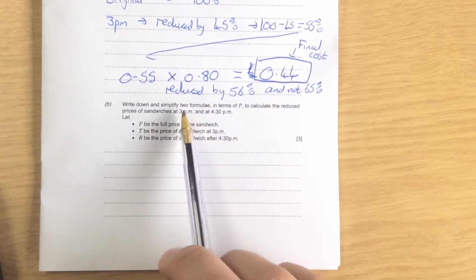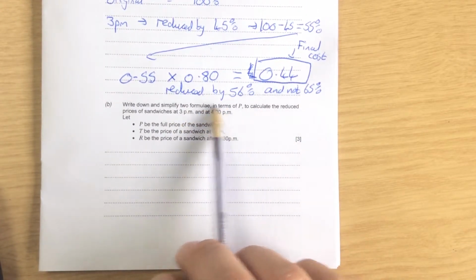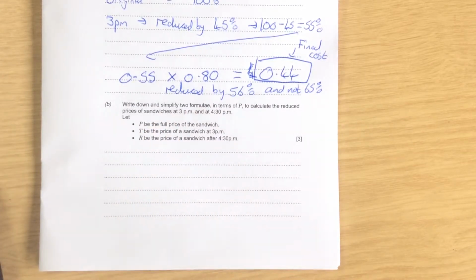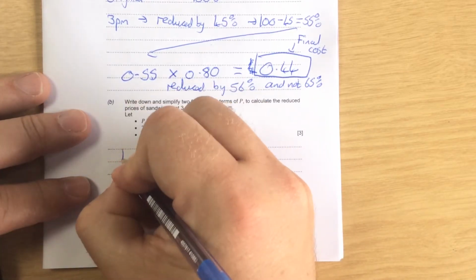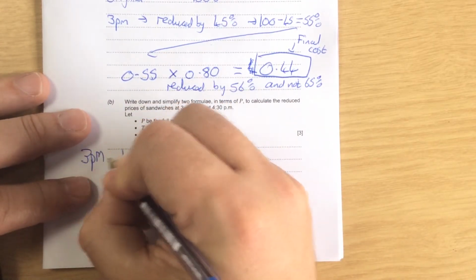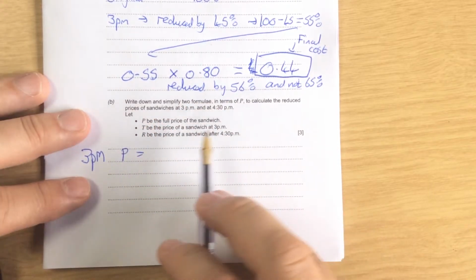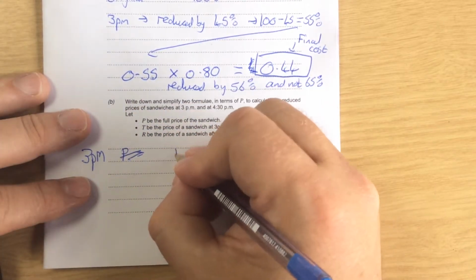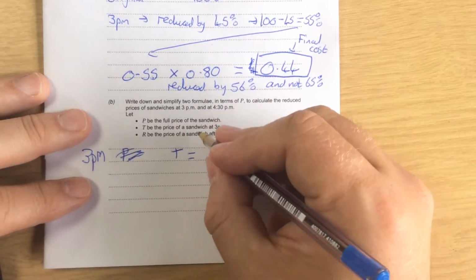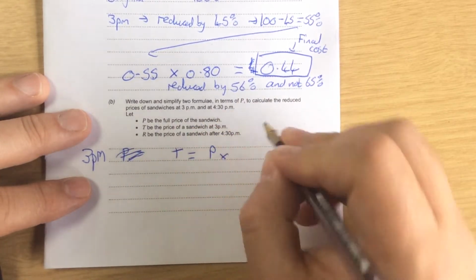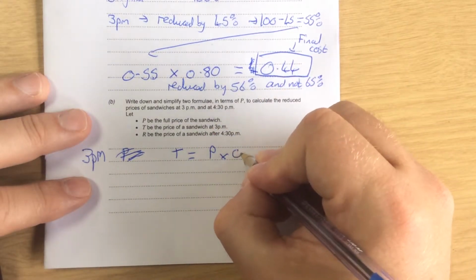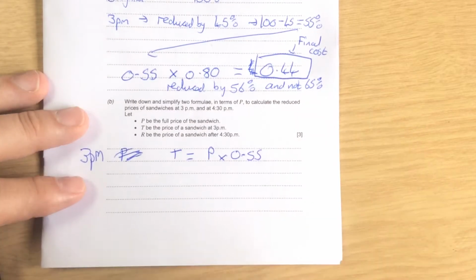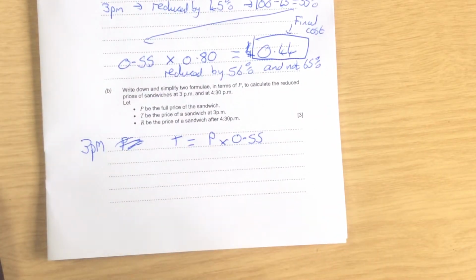Part B. Write down and simplify two formulas in terms of P to calculate the reduced price of sandwiches at 3 p.m. and 4:30 p.m. Right, at 3 p.m, the formula, T, the price of a sandwich at 3 p.m, is the full price multiplied by, it's been reduced by 45%. So 100 take away 45 is 55. So T at 3 p.m. is equal to P times 0.55.